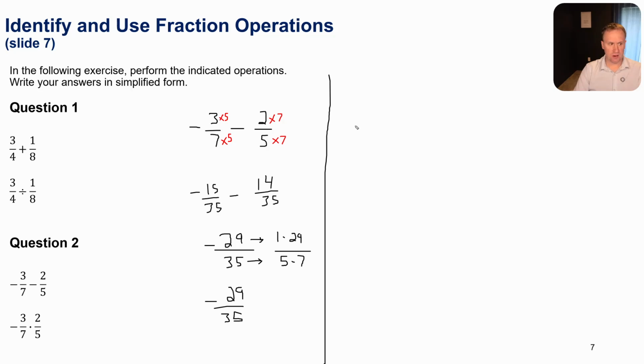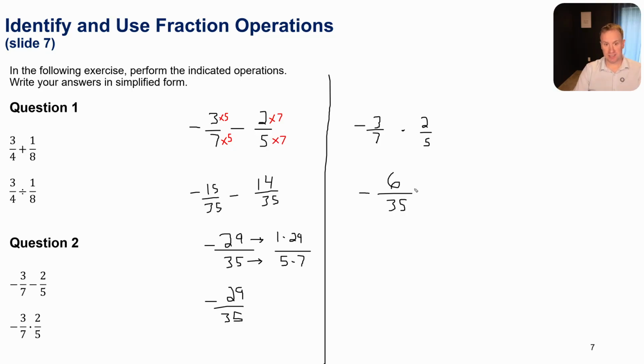Going to the other indicated operation, we have negative 3/7 times 2/5. In this case, when I'm multiplying, the first step I always like to look at is, can I cross-reduce? In this case, 3 and 5 and 2 and 7 cannot be. So then I just go to multiplying my numerators, 3 times 2, which is 6, and multiply my denominators, 7 times 5, which is 35. Now this is also a negative by a positive. When I'm talking about multiplication or division, a negative by a positive gives you a negative result.